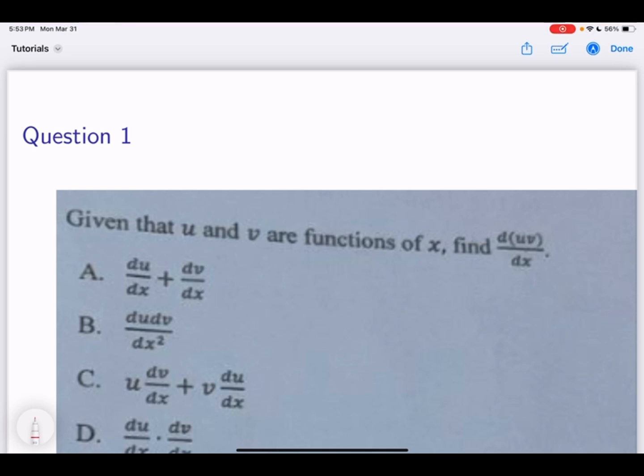So today we'll be solving some past questions relating to differentiation. So let's start with our first example.